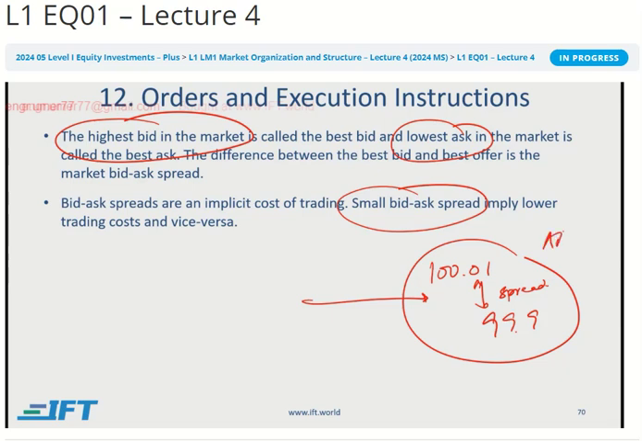Because let's say for Apple, you will see that it will be very, very small. The difference between the lowest ask and the highest bid will be very small. But for thinly traded stocks, right, it will be big. So that's not very good, because that means that there's a very big difference between the lowest ask and the highest bid. It shows illiquidity of that particular security.